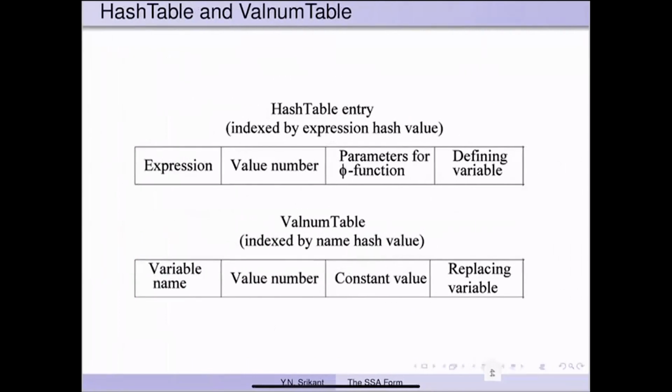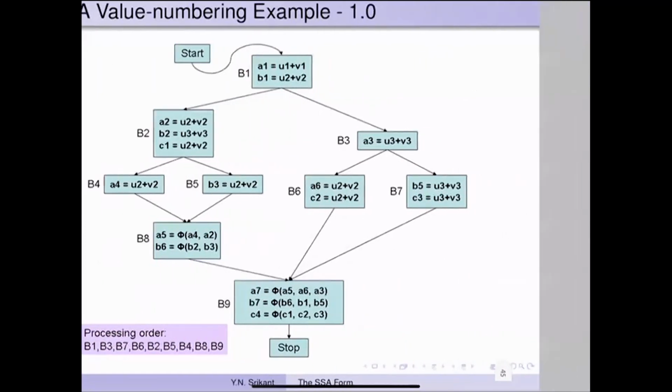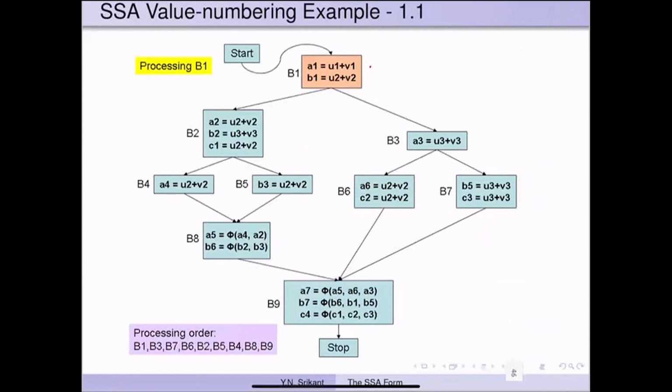So the tables are enhanced to accommodate the phi function. Okay, so that is something we need to worry about. So let us go through the example by looking at one block at a time. So we start processing B1.